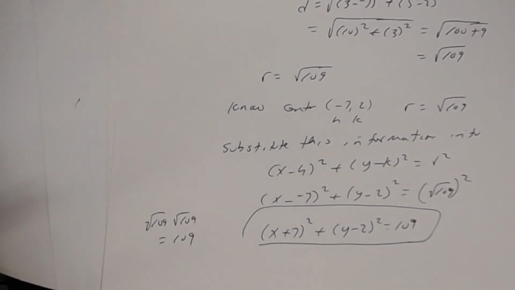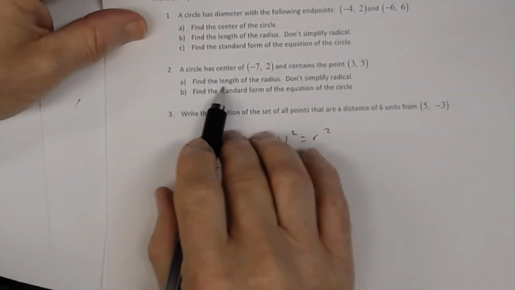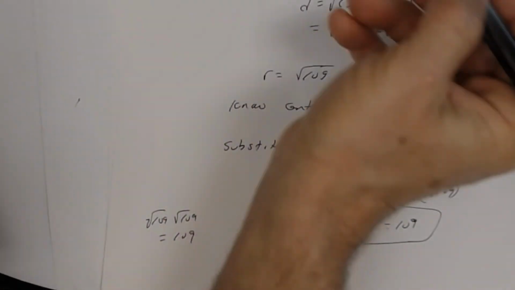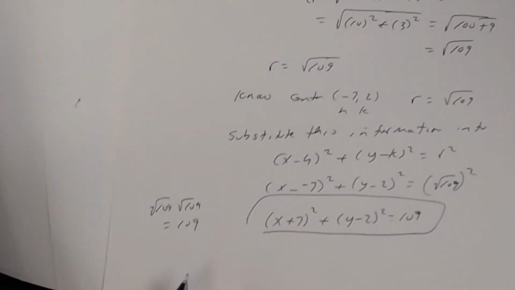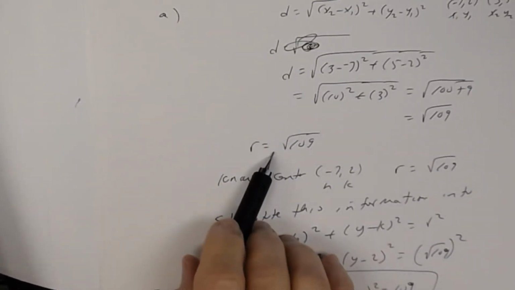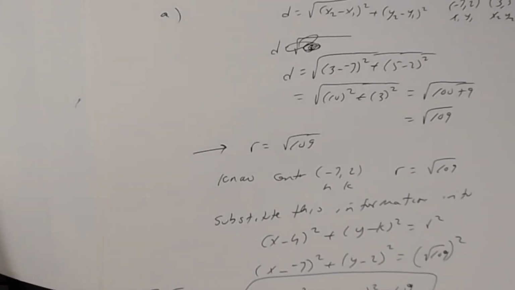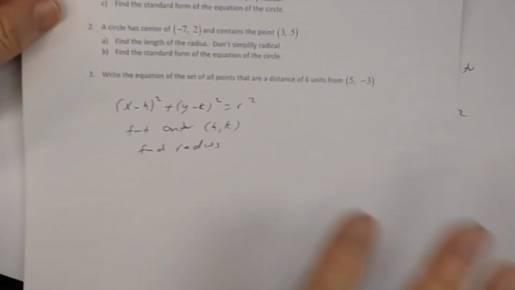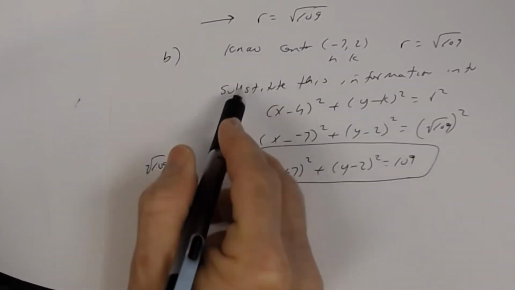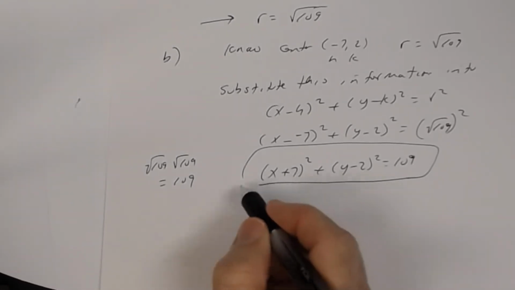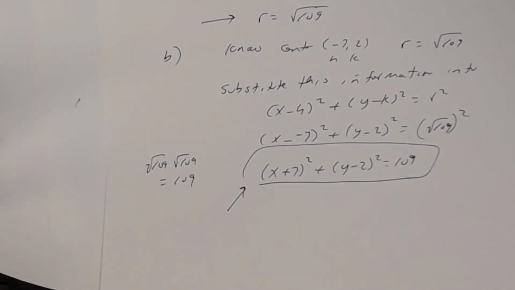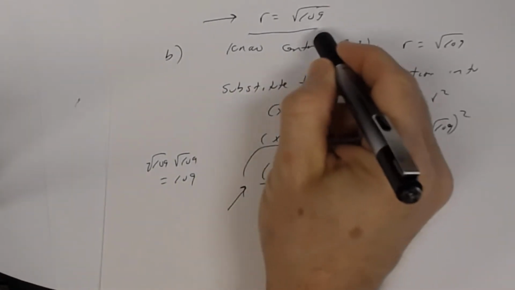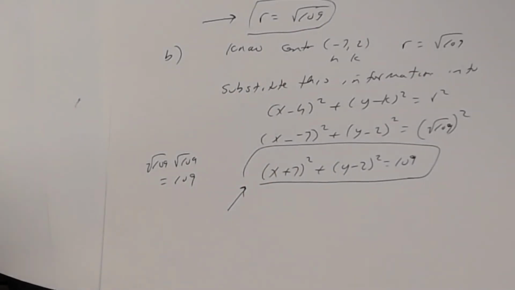Okay, so in our worksheet, part A said you had to find the length of the radius, which we did. So this is part A right here. We found the length of the radius. And then part B is you find the standard form of the equation of the circle. So you take all this information and substitute into this, and that's the answer for the standard form. Okay, so there's your radius, and there's your standard form. All right, so that was number 2.